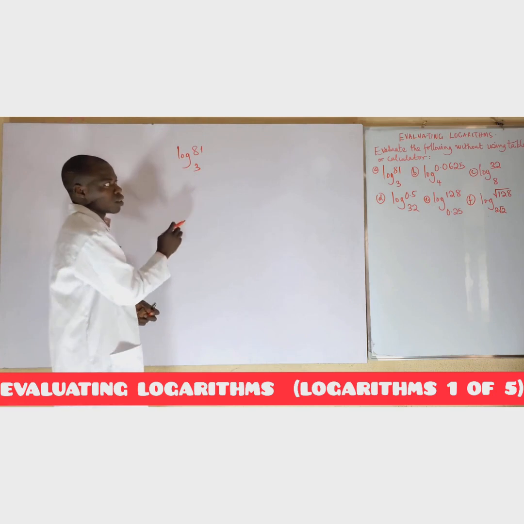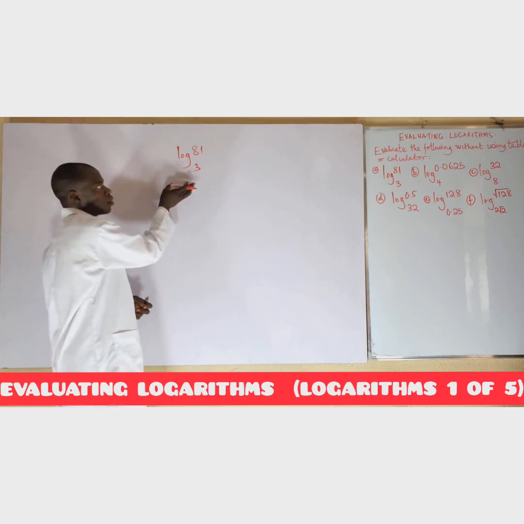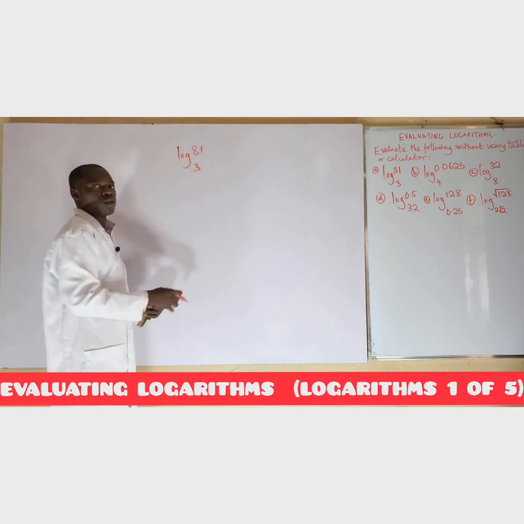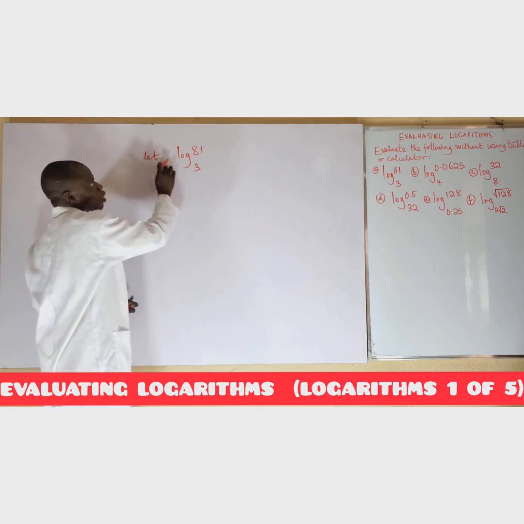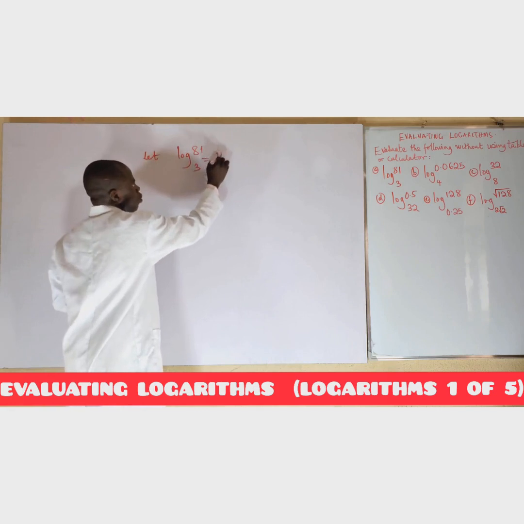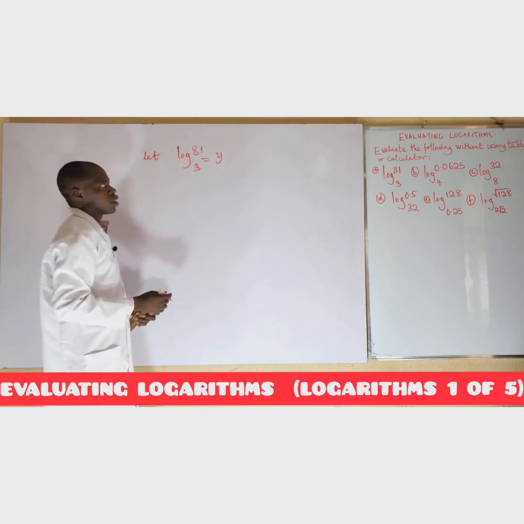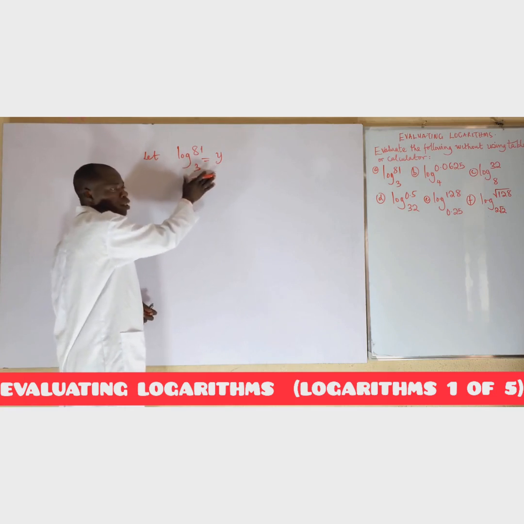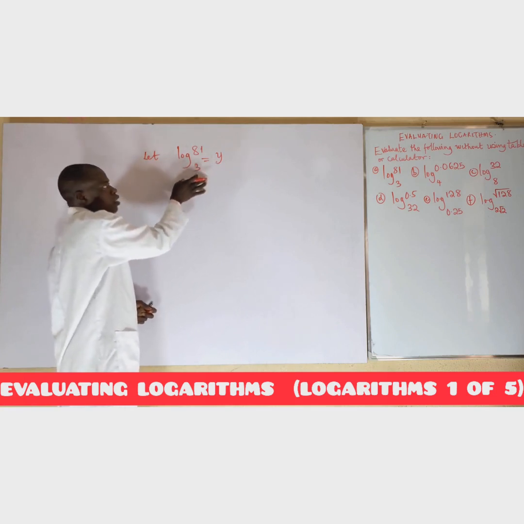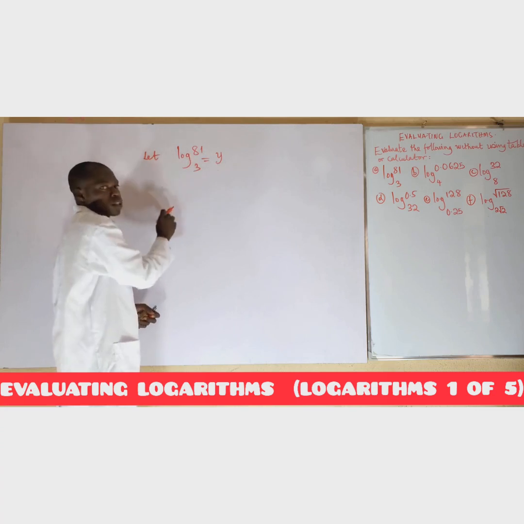Now, for you to solve this, you are going to let this value be equal to an unknown. You can say, let log 81 base 3 equal y. If you have written something like this, this is logarithm form. Then you can write logarithm form in index form.